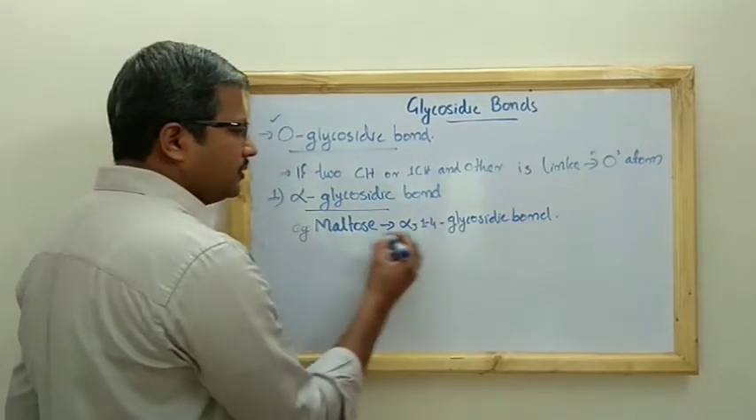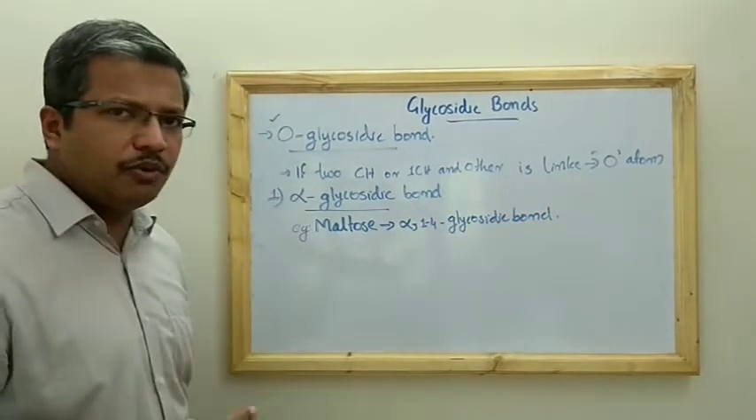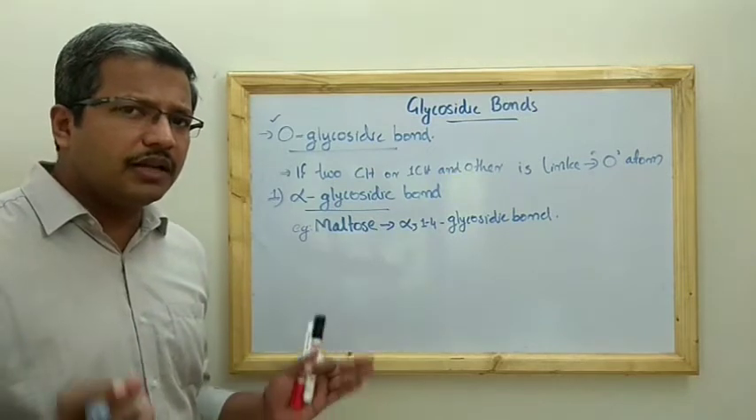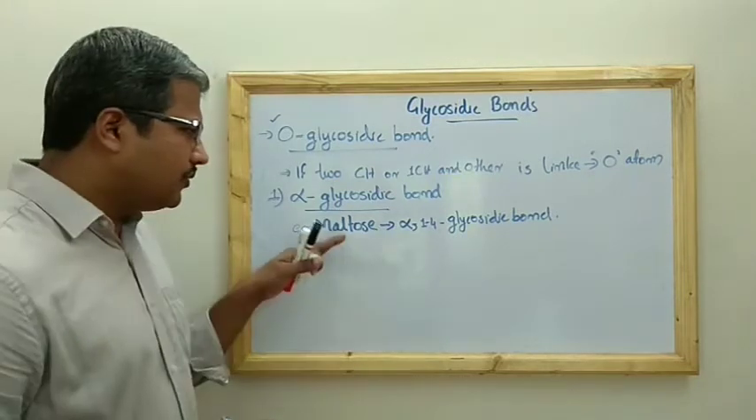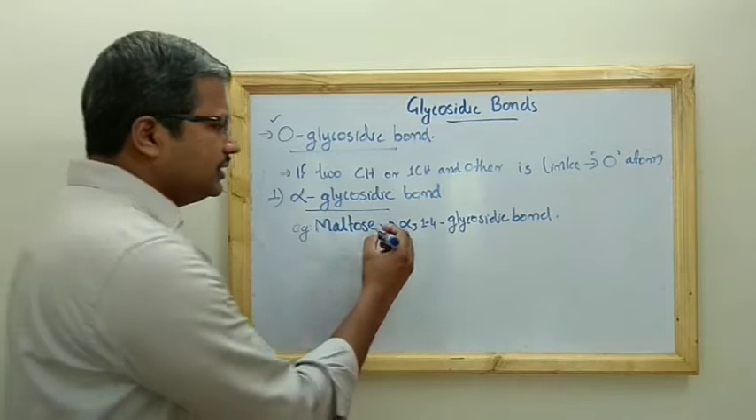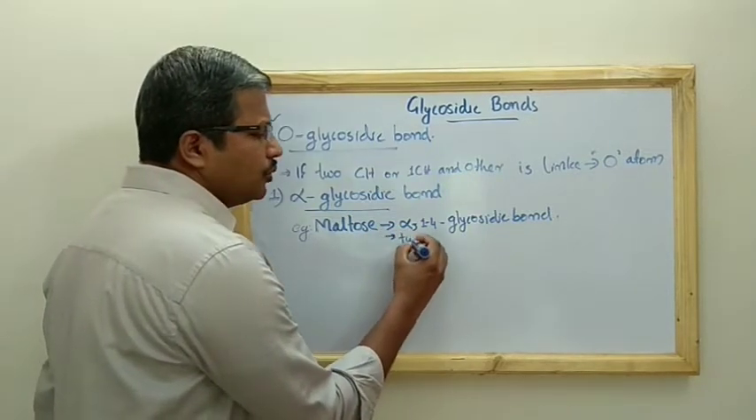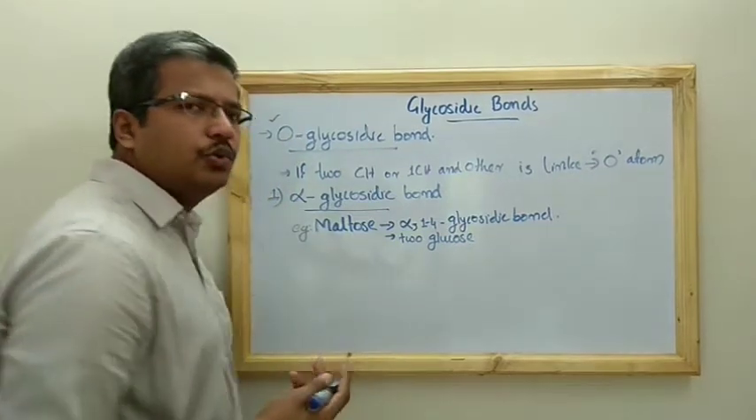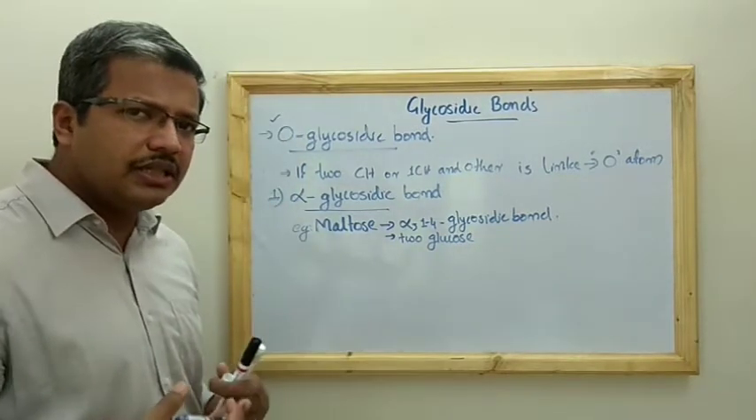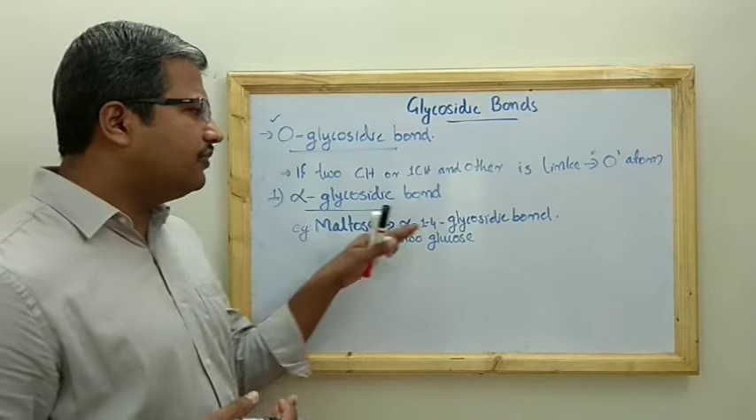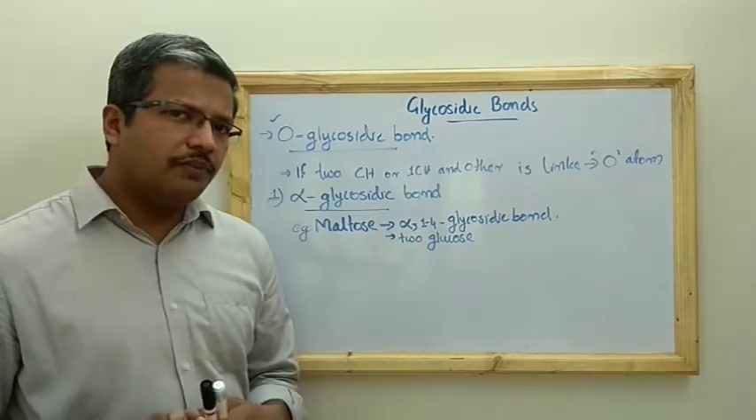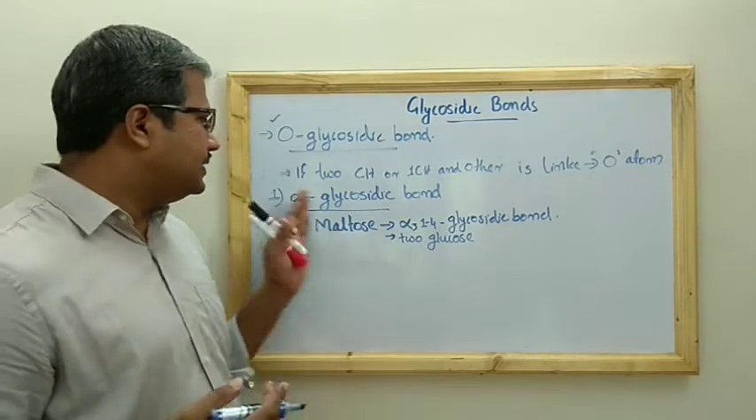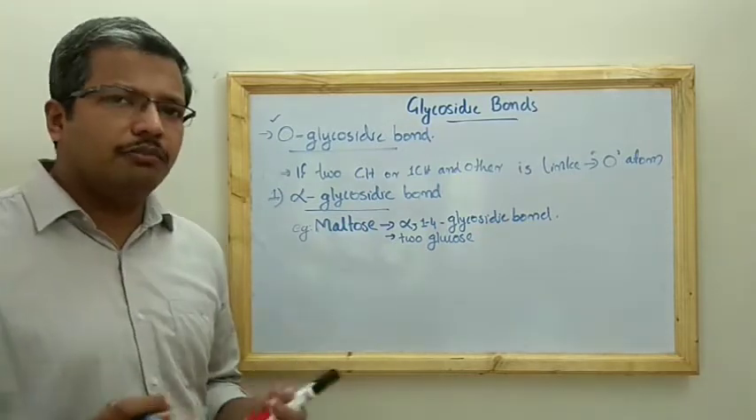So in case of maltose, it is an alpha 1,4 glycosidic bond where both components are in alpha configuration. So what are the components in maltose? It is nothing but 2 glucose units. These 2 glucose units are linked with the help of an alpha 1,4 glycosidic bond, and that is an example for alpha glycosidic bond.